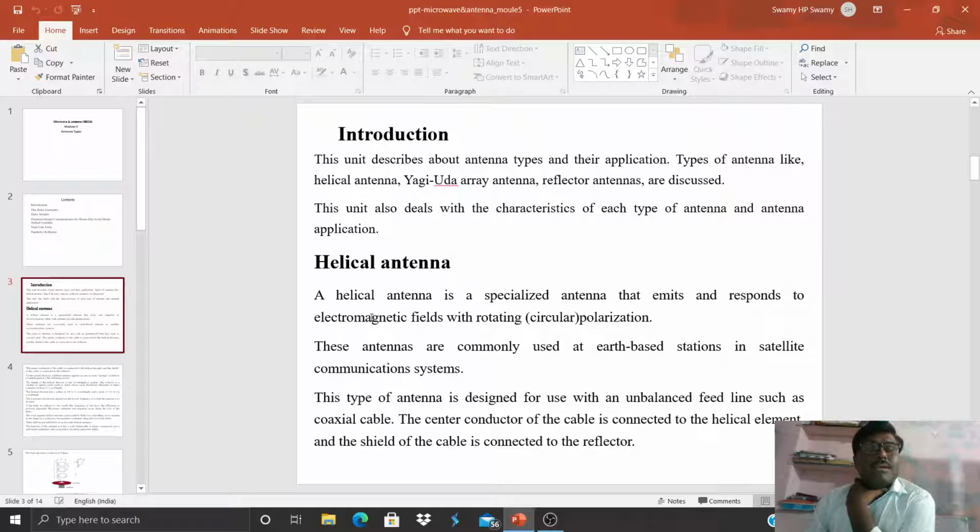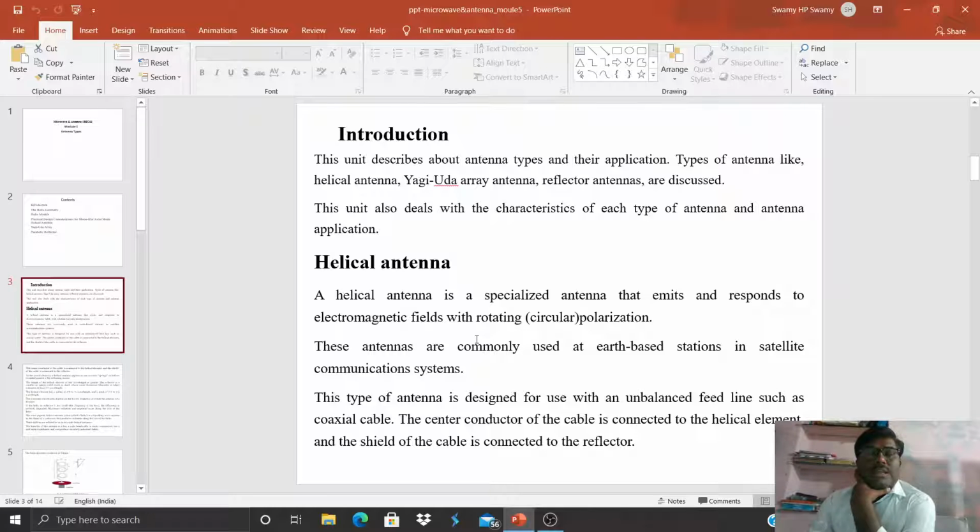In this unit, it describes antenna types and their applications. Types of antenna like helical antennas, Yagi-Uda array antenna, and reflector antennas will be discussed. And this unit also deals with the characteristics of each type of antenna and their application.